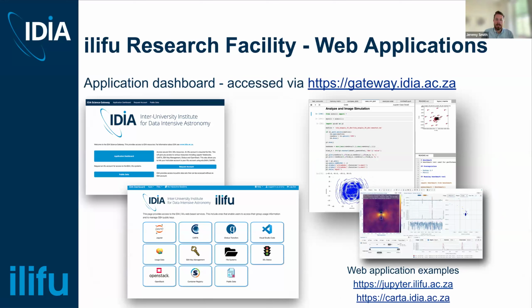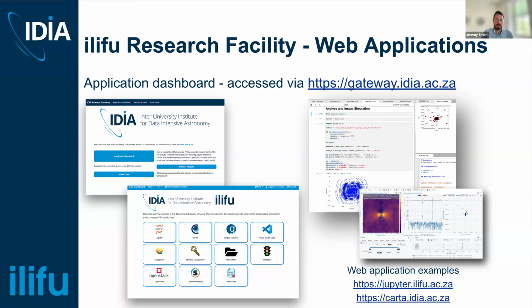So the Idia Science Gateway makes use of a single sign-on or SSO, and this essentially allows a user to sign in once into the application dashboard from which you can access a number of different web applications, including Jupyter, CARTA, Globus for transfers, an SSH key management tool, and other useful tools and sites. And this is without having to log into the individual services, which is where the single sign-on comes in.